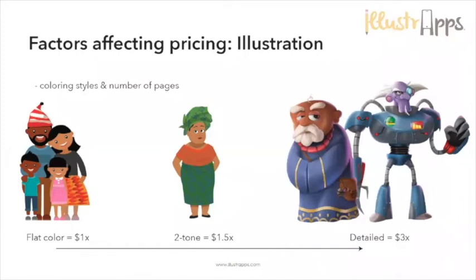So you have 2 tones. You have one color and then you have highlights, maybe like a shadow, or just to emphasize certain areas or parts of her body. And then the third one is detailed. Detailed is, of course, pricier than the other two that I just described. And you can see that in this one the coloring style is a lot more detailed. So that's one key factor when it comes to pricing for illustration.